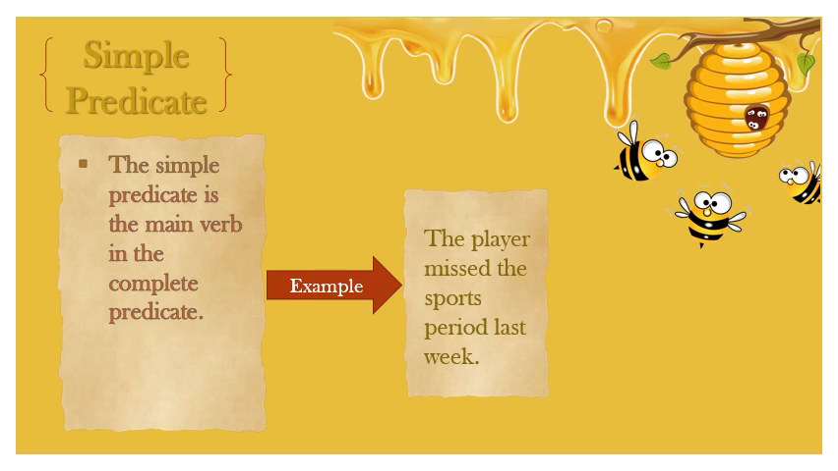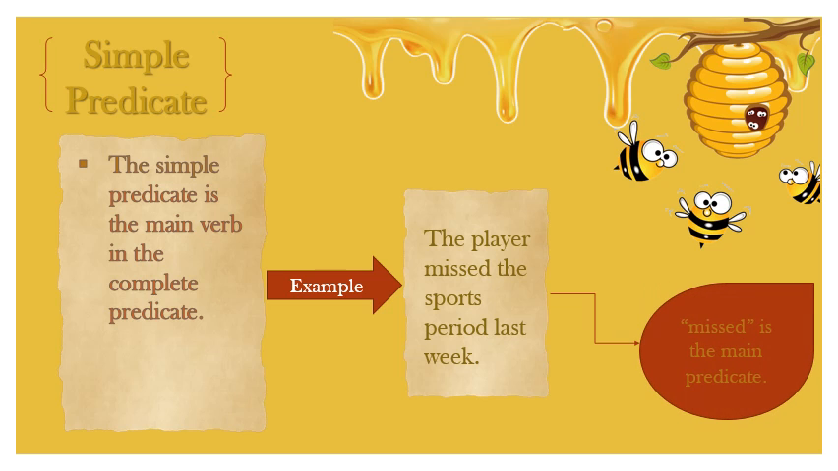Example, the player missed the sports period last week. Missed the sports period last week. Okay? So, where does the predicate start from? It starts from missed till week. Missed the sports period last week is the complete predicate. But what is the simple predicate? The simple predicate is the main verb. Okay? What is the main verb here? Missed. So missed is the simple predicate in this sentence.